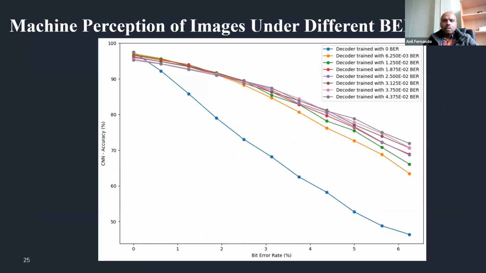And this is again how the accuracy changes with the bit error rates, like in the previous case. At higher bit error rates, the autoencoder decoder trained with zero bit errors gives much lower performance compared to the other decoders.